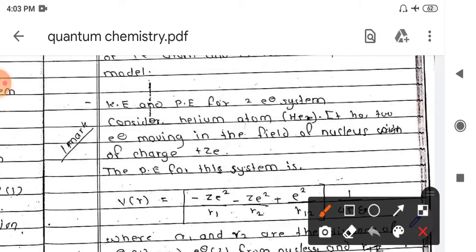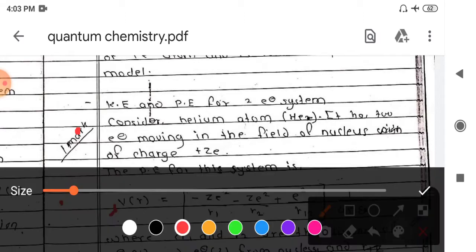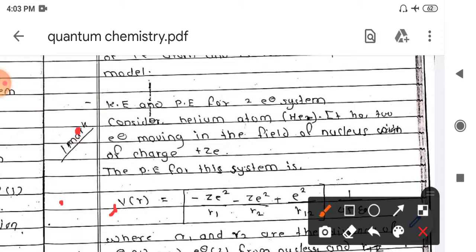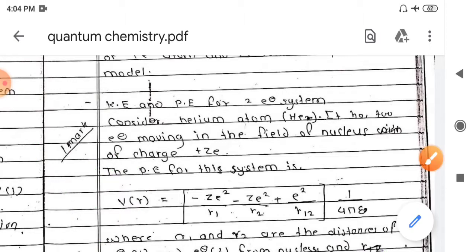Suppose this is my helium atom containing the nucleus at the center, and one electron is here, another electron is here. I am assuming certain things: from the nucleus to the first electron, the distance is r1. From the nucleus to the second electron, the distance is r2, and the distance between the electrons is r12. So the distance between the first electron and nucleus is assumed to be r1, the distance between the second electron and nucleus is assumed to be r2, and the distance between the two electrons is assumed to be r12.